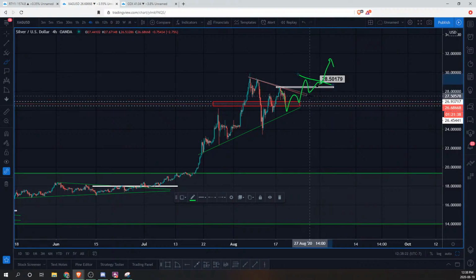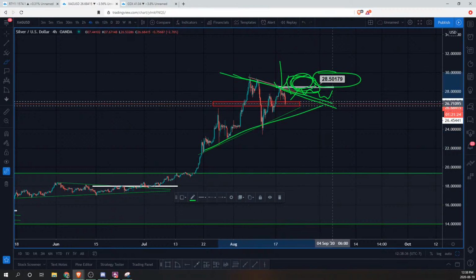Something like this, right? Maybe you might get a little bit of a squeeze right here, maybe not. But once it breaks this zone, this series of lower highs, and starts trading in here, and once it breaks 28.5, this high, that's going to be the position where you're looking to potentially enter if you want to trade this symmetrical triangle for continuation to the upside.